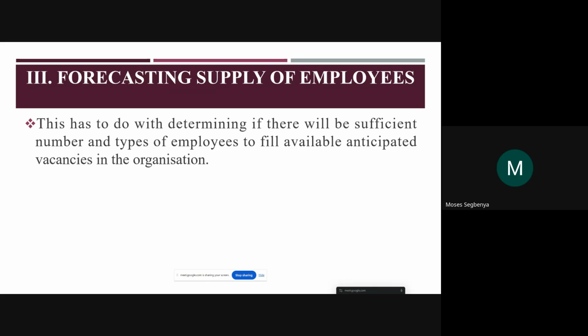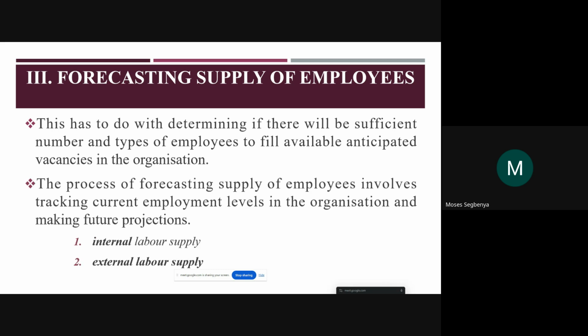So this has to do with determining if there will be a sufficient number and types of employees to fill the anticipated vacancies in the organization. The process of forecasting the supply of employees involves tracking current employment levels in the organization and making future projections. And you can do that by internal labor supply or external labor supply. So the fact that you need people to teach does not necessarily mean you should go out. You can get some from internal, and if you can't get from internal, then you can go for the external supply.